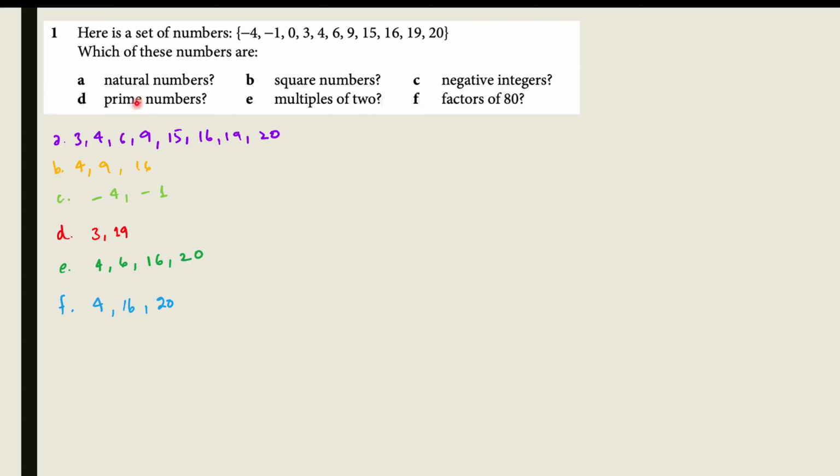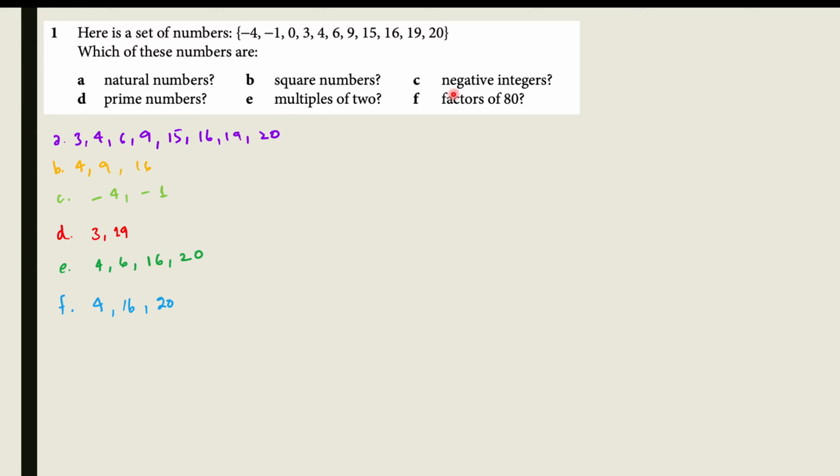Taking a start with the natural numbers. Natural numbers are those numbers that are positive whole numbers and it starts from 1. So in the list, the numbers that are natural numbers are 3, 4, 6, 9, 15, 16, 19, and 20. Next, we are asked about the square numbers. Square numbers are obtained by multiplying a whole number by itself. So 4, 9, and 16 are square numbers.